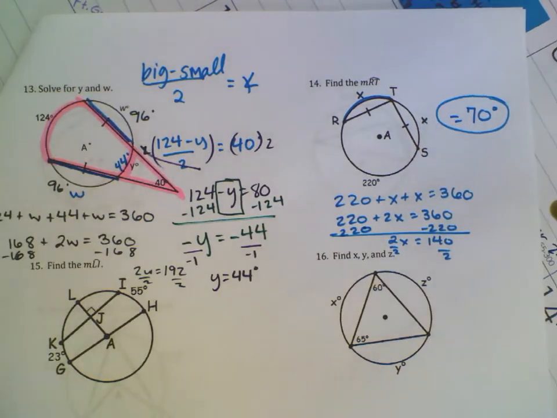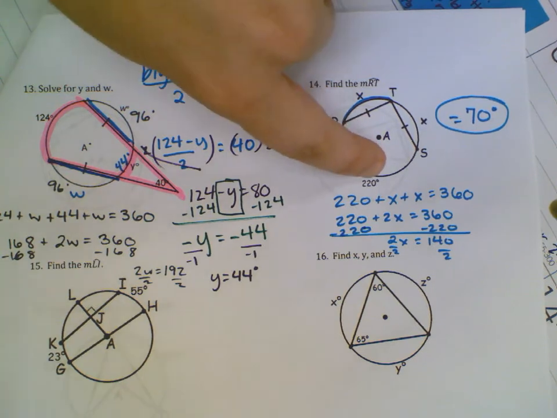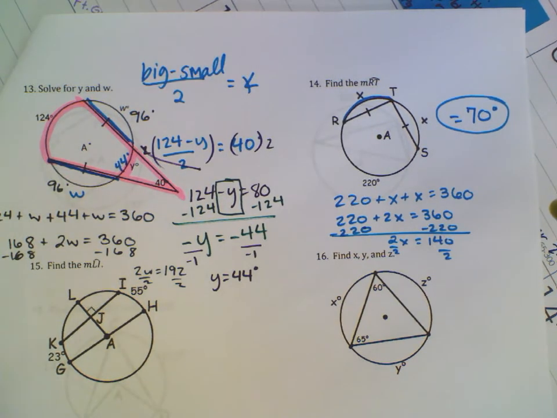You can always go back and double check. 70 plus 70 is 140, plus 220 is 360. That's an entire circle. So then you're good.